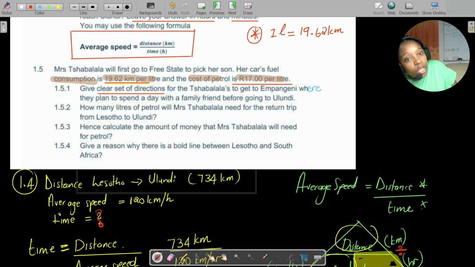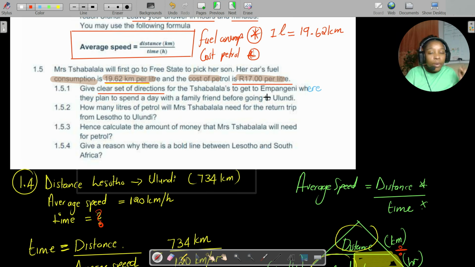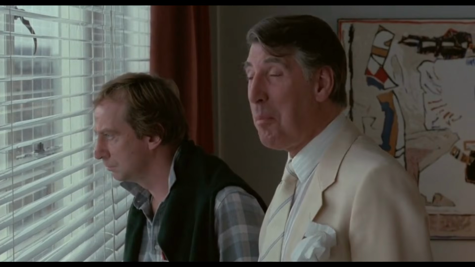19.62 kilometers. So this is an equation that we can use if you have to determine fuel consumption. And then the other equation, for the cost of petrol: 17 rand per liter. So it means that 1 liter is equal to 17 rand. If you want to buy 1 liter, you have to pay 17 rand. So now that we have these equations, life becomes a breeze. You get my point.